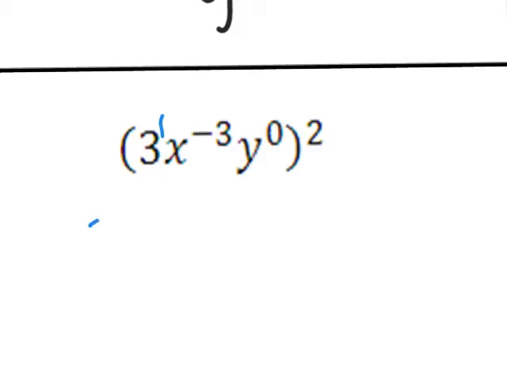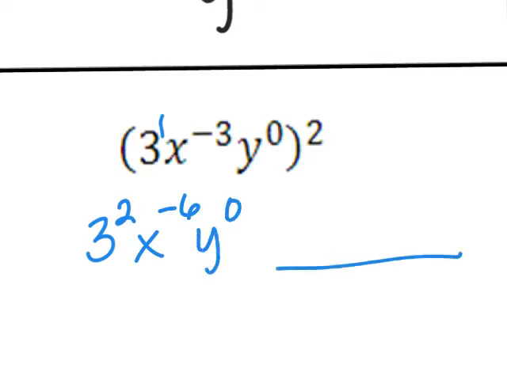So our base is 3, and my exponent is 1 times 2, which gives me 2. Negative 3 times 2 is negative 6, and 0 times 2 is just 0. Now I'm going to draw my fraction line. 3 squared is 9. That's going to stay on top. I've got an x to the negative 6, which means it's going to change location, come downstairs, and change to a positive 6. And y to the 0, what's anything to the 0 power?